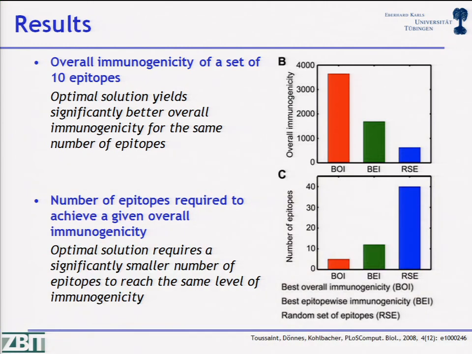Or RSE, this is a random set of epitopes, so you take only the best epitopes, and you randomly select from these epitopes. And that gives you, again, lesser overall immunogenicity. Or you can turn it around again. You try to determine the number of epitopes that you need to achieve a given overall immunogenicity. And again, you see with 5 epitopes, we achieve the same immunogenicity that you can achieve by taking the 12 best epitopes. So this works reasonably well.